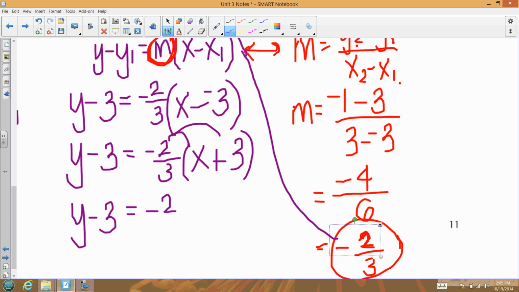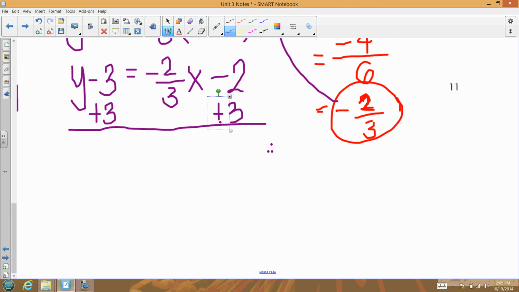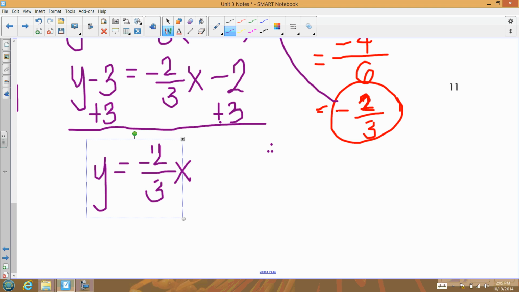So we have negative 2/3 x. And then when I distribute the negative 2/3 with the 3, the 3's will cancel. So I'm going to just have a minus 2 at the end. And then we're going to add 3 to both sides. And then our final answer will be y equals negative 2/3 x, and then it'll just be a plus 1. And that'll be it.